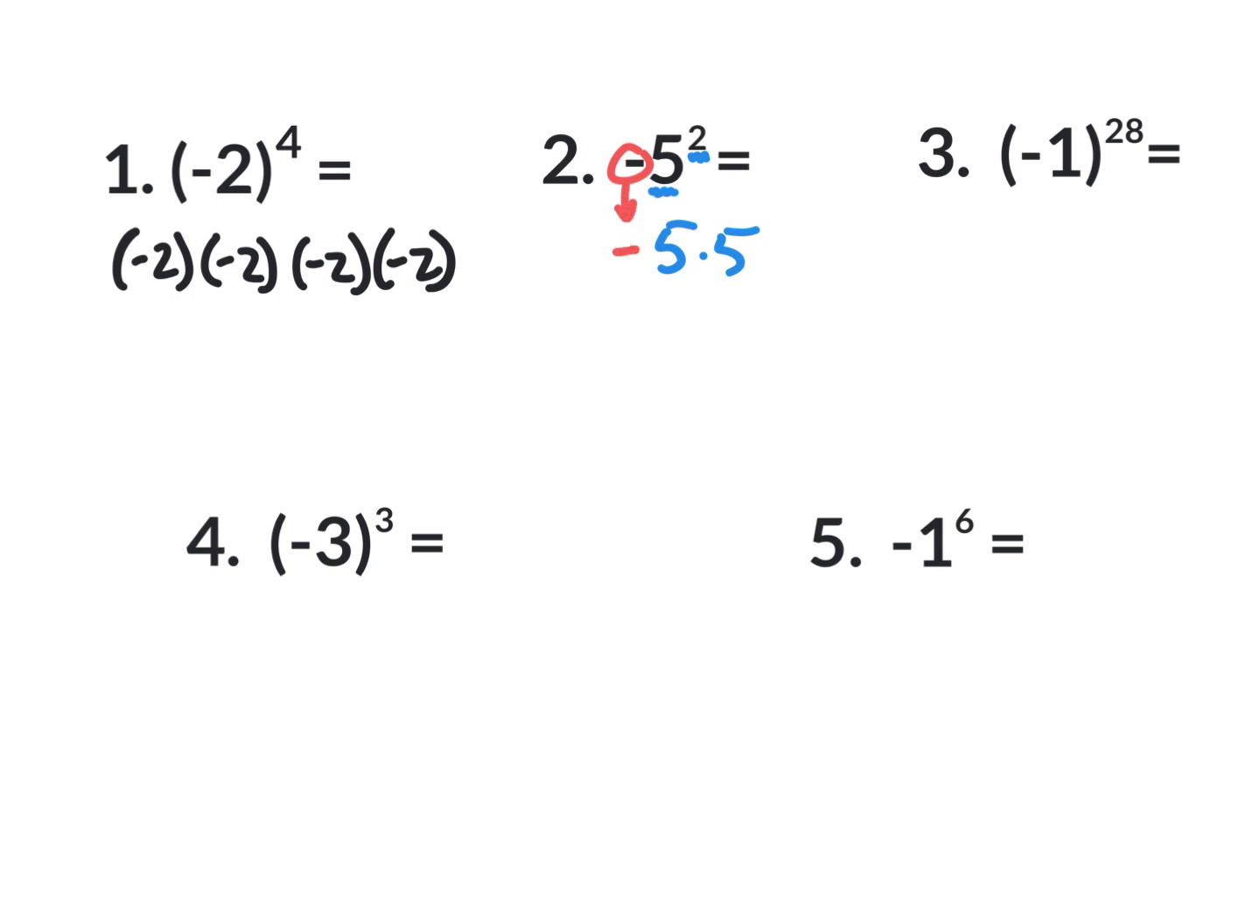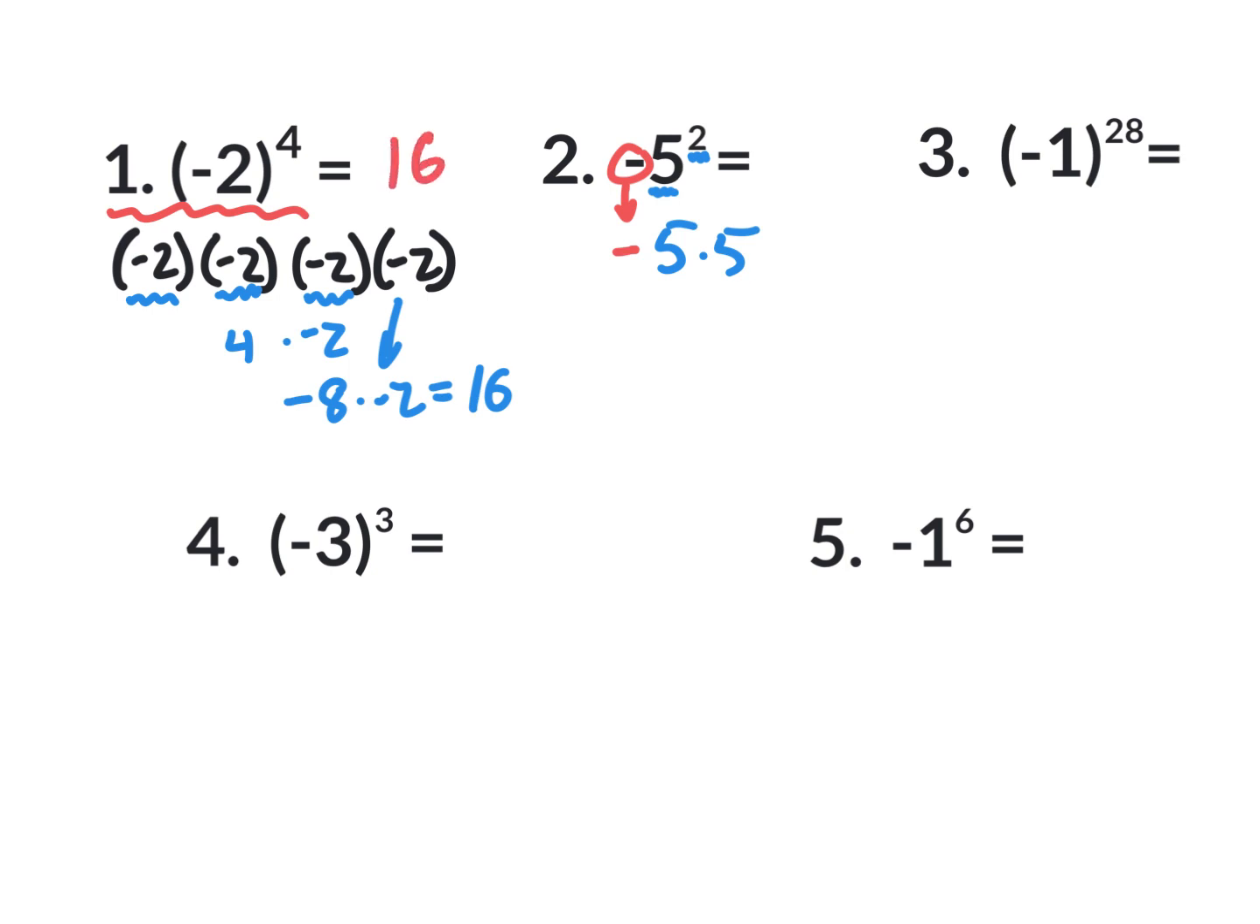So let's see the answer to number 1. On the first one here, we have -2 times -2, that's +4, times -2 times -2, that's a -8, and then another -2 right here, -8 times -2, that will be a +16, okay? So the answer to number 1, -2 to the 4th power, is +16, okay?